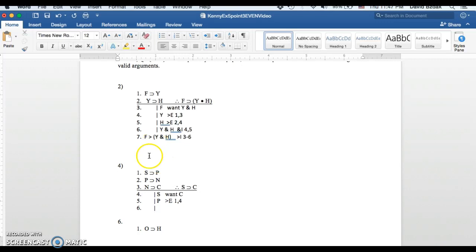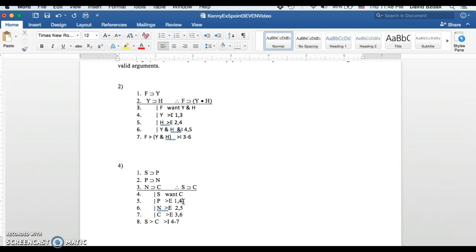And now that we have P, we can get N by conditional elimination of 2 and 5. And now that we have N, we can get C by conditional elimination of 3 and 6. And C is what we wanted, so that ends our subderivation. Come back to our original scope line, S conditional C by conditional introduction 4-7.